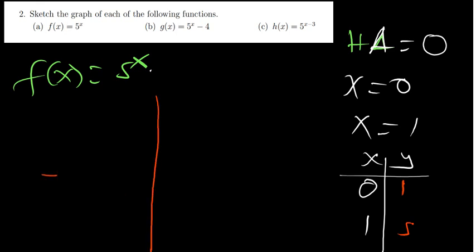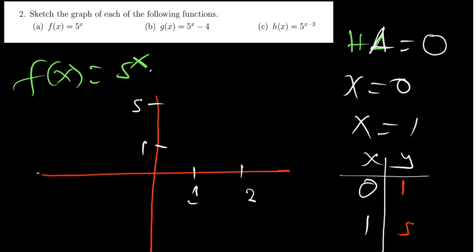So here is going to be my graph. In the x-axis I have 0, 1 and 2. Then in y we have 1 and 5. But remember, our horizontal asymptote is 0.